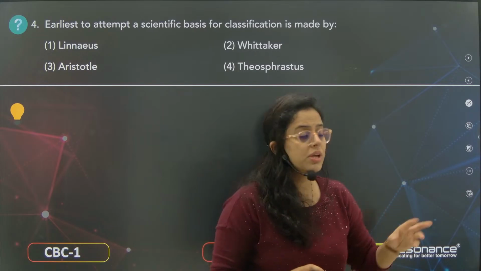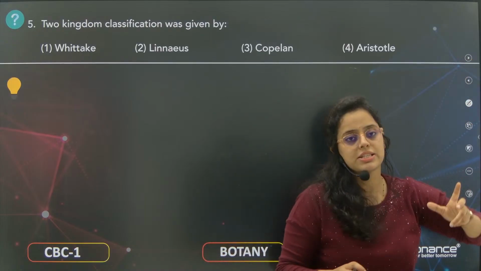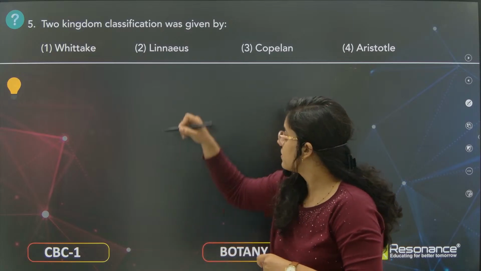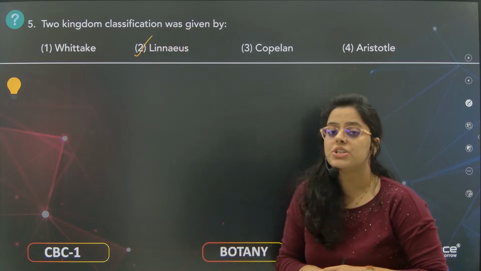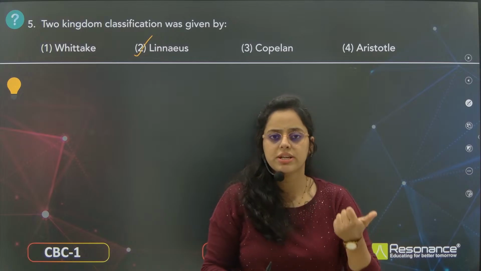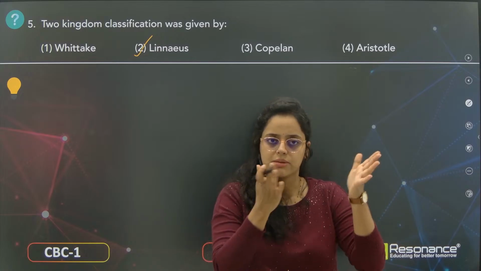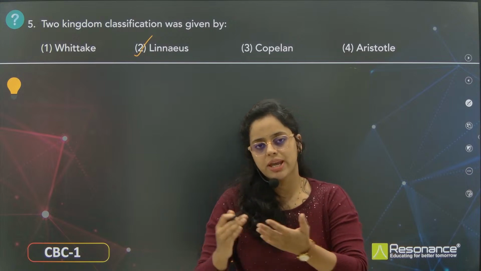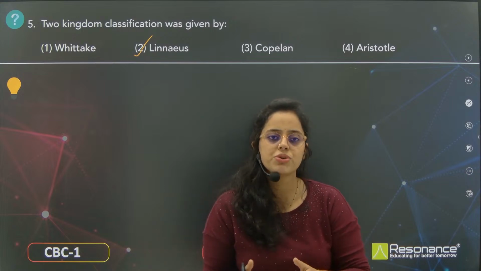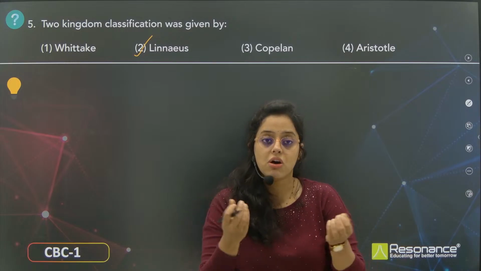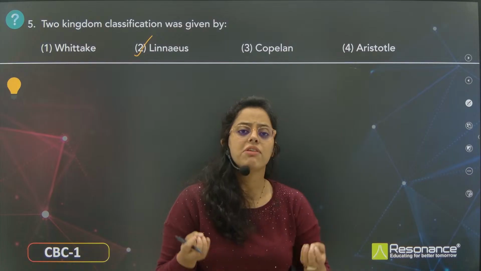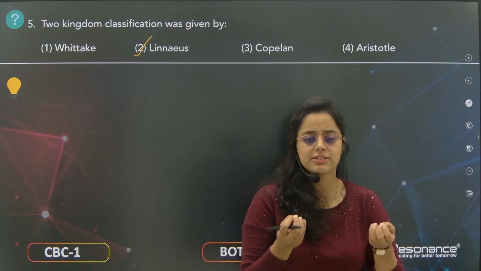Okay, now in the next question, the two kingdom classification was done by Linnaeus. So Linnaeus is the one who classified organisms into two kingdoms. And what are these kingdoms? Kingdom Plantae and kingdom Animalia, which cannot move and which can move. On the basis of locomotion, he classified all organisms into plants and animals, which has a lot of disadvantages in this classification. Why?